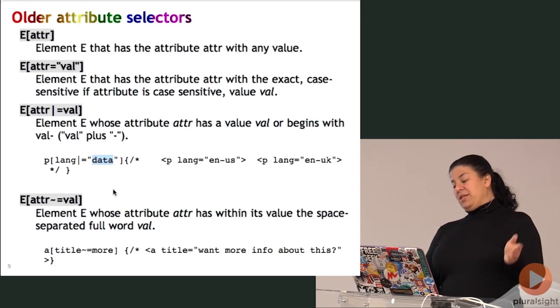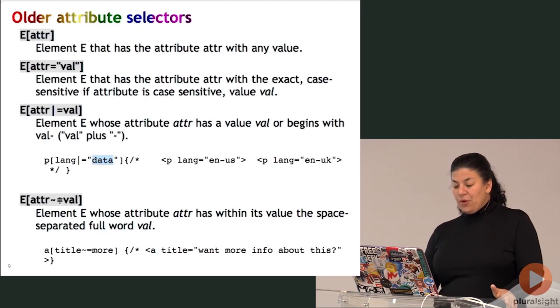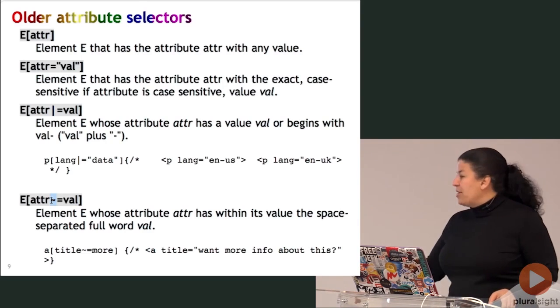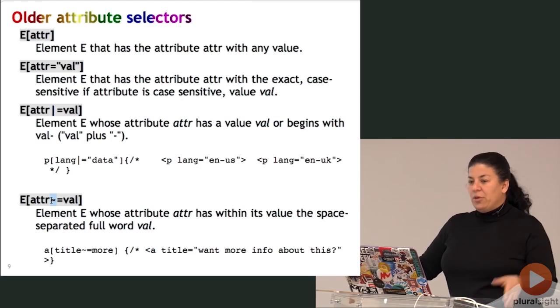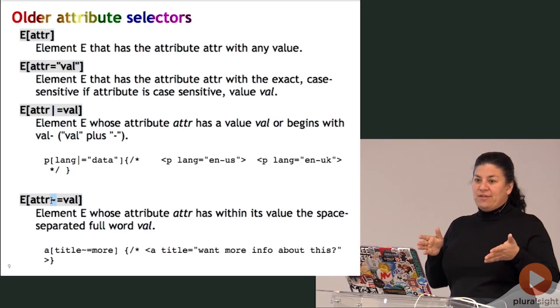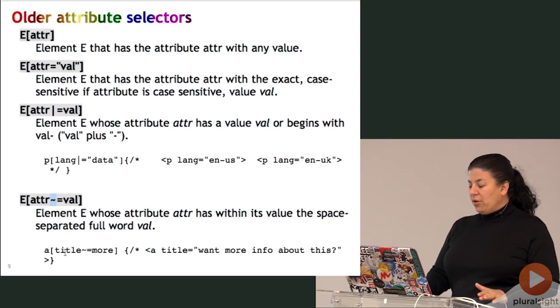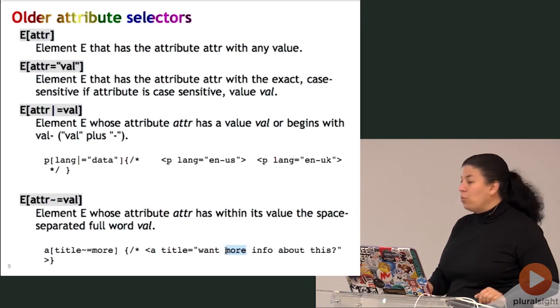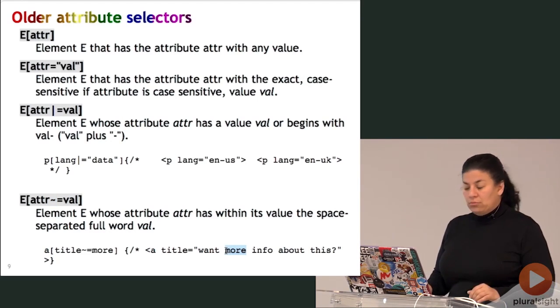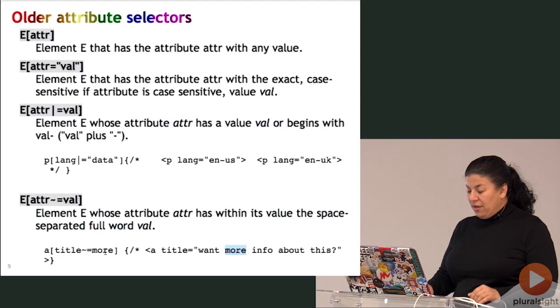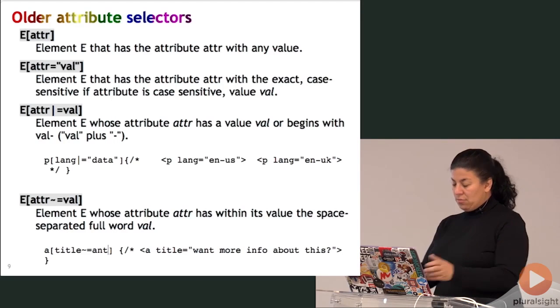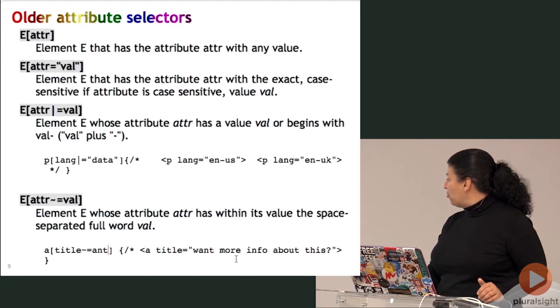Not that it was limited to that anyway, but then we have the tilde equals. And that basically means match any space-separated word. So it can be the first word, the last word, or any space-separated word in between. So here, a title, tilde equals more. It matches this space-separated word. We're good. If it had been the word ant, it would not have matched because that's just part of a word.